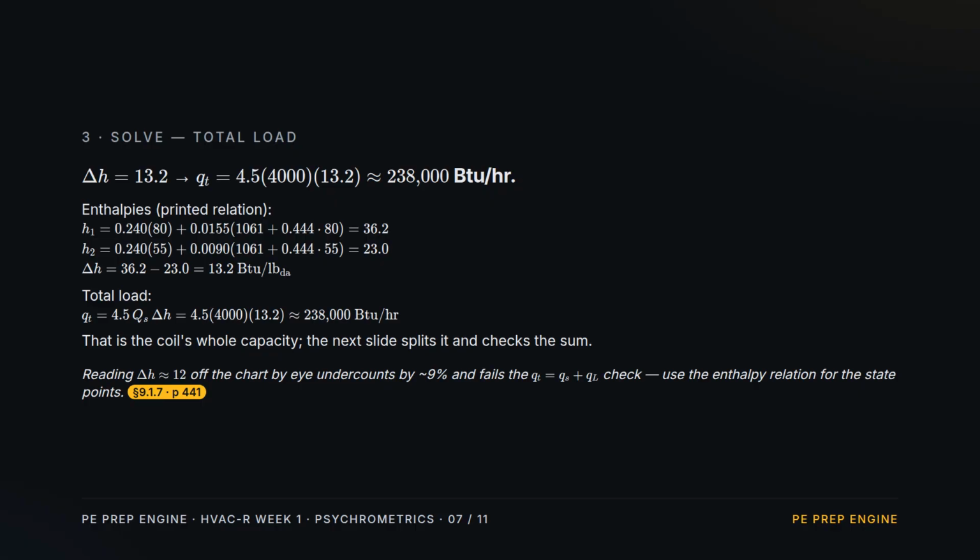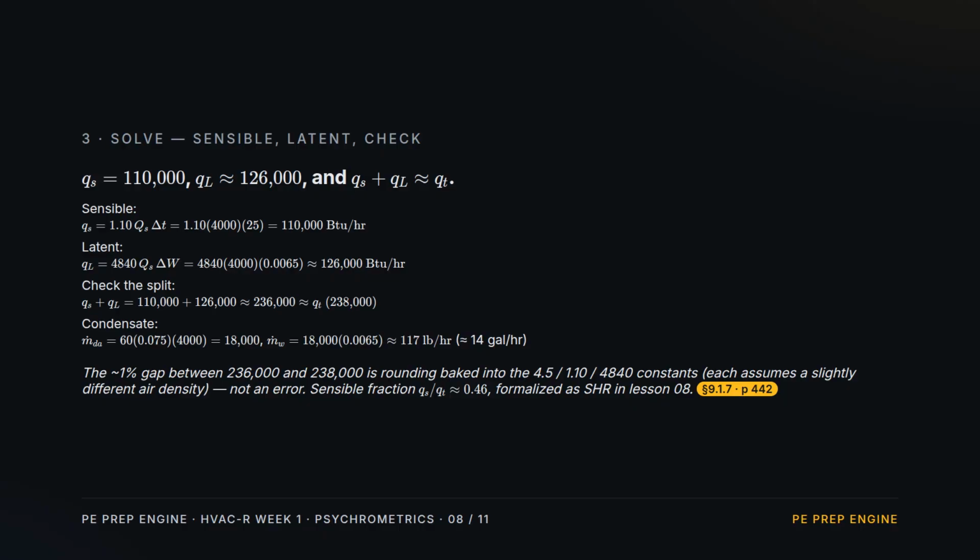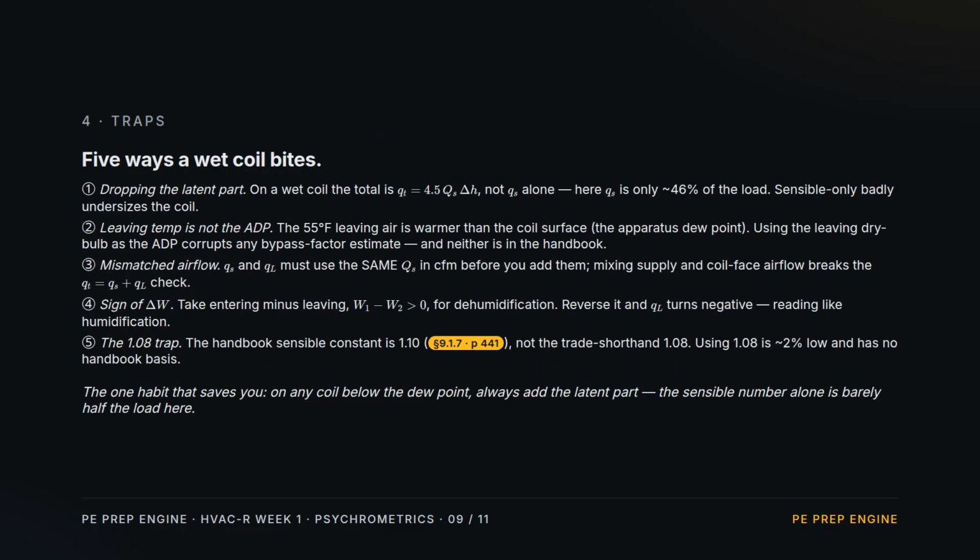Now split it. Solve. Part 2, the split. Sensible is 1.10 times 4,000 times 25, 110,000. Latent is 4840 times 4,000 times 0.065, about 126,000. Add them, 236,000, within 1% of the total. That gap is just rounding in the standard air constants, and the coil drips about 117 pounds an hour, roughly 14 gallons.